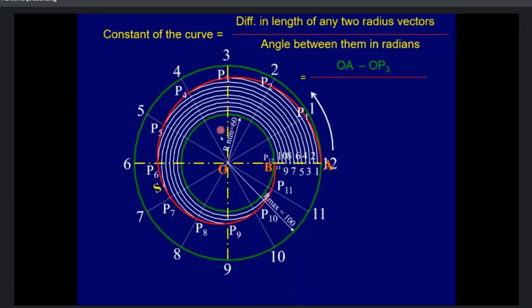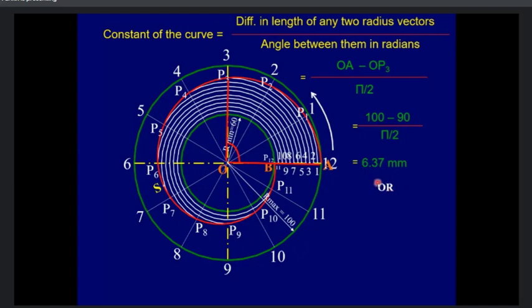So how much is the angle here? Anyone? 90 degrees, pi by 2, because it is in radians. Now measure the values. 100 mm is the value of OA, and OP3, if you measure it, you will get 90 mm. Just find it, you will get 6.37.